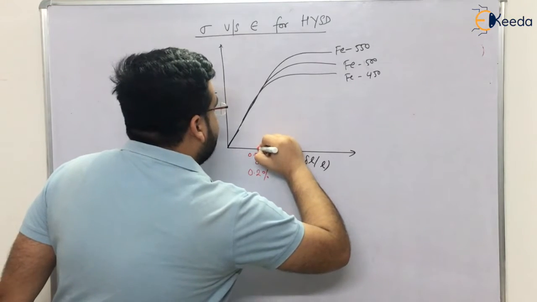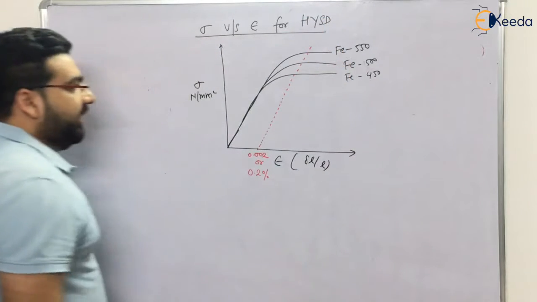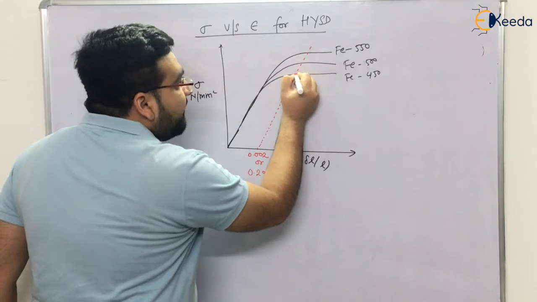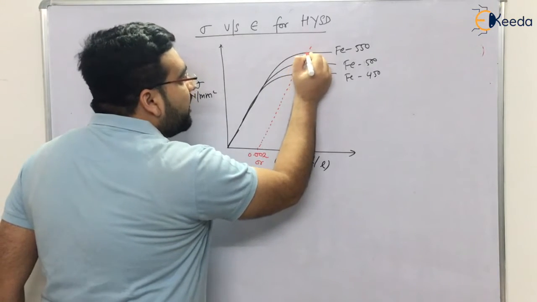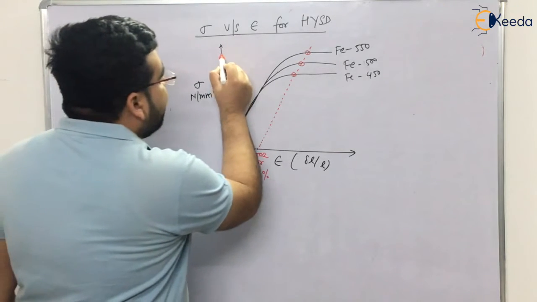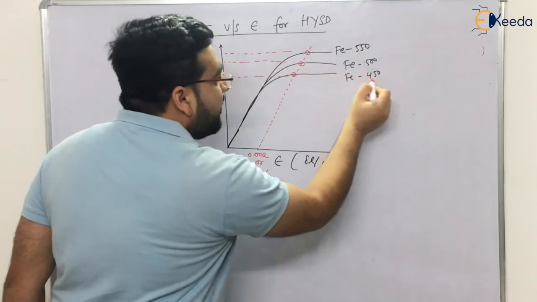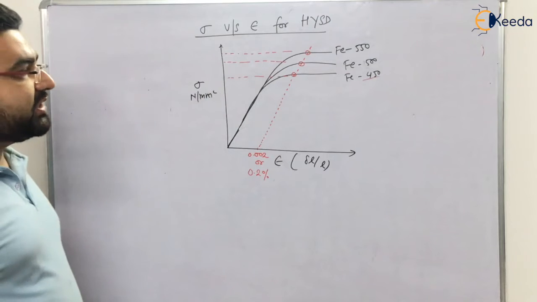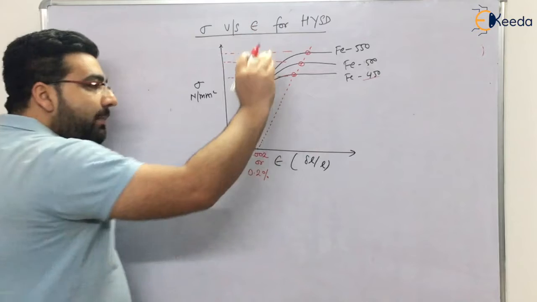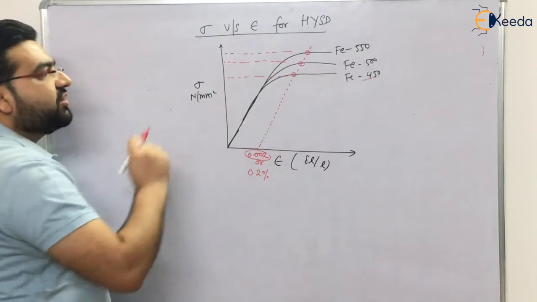You draw a line which is parallel to the initial line, and the point at which it is intersecting the stress strain curve, this point is the yield stress, right? So this is the yield stress for Fe 500, and this is the yield stress for Fe 450. That yield stress is also known as the proof stress, right? So I'm not going into detail on that, but if you are not getting a peak, what you will do? You will draw a line parallel to the initial stress strain diagram.